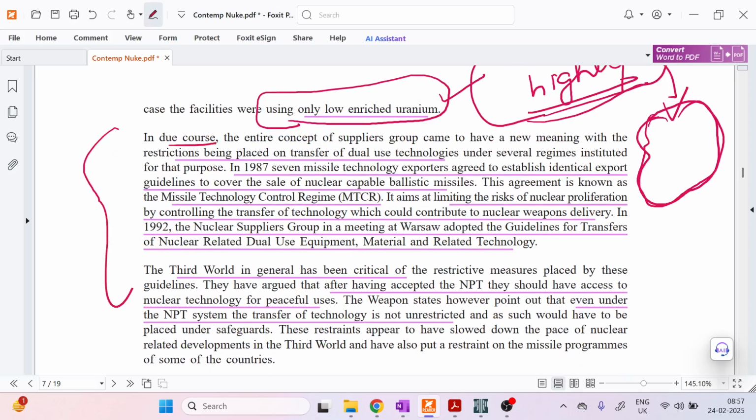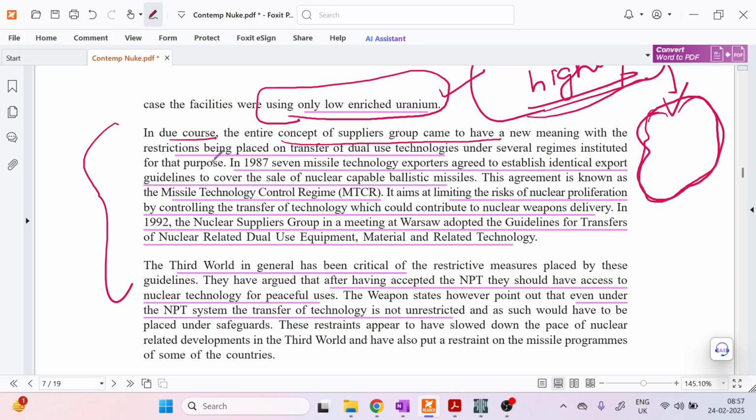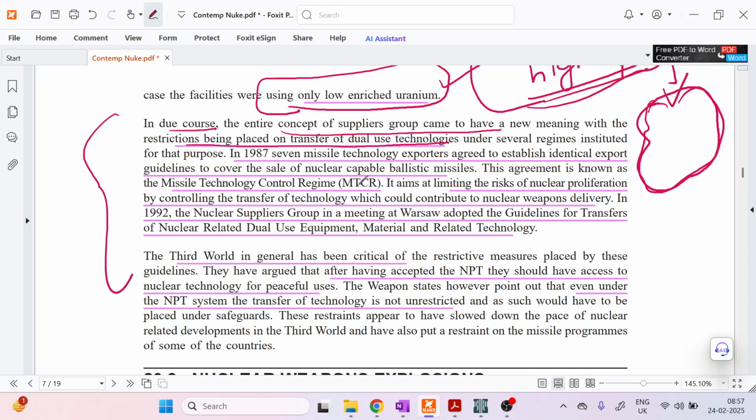Then, in due course, the entire concept of supplier group came to have a new meaning, with restrictions being placed on transfer of dual-use technology under several regimes. In 1987, seven missile technology exporters agreed to establish identical export guidelines to cover the sale of nuclear-capable ballistic missiles. So this regime is known as MTCR, Missile Technology Control Regime.